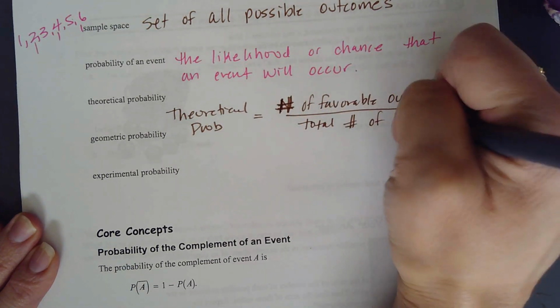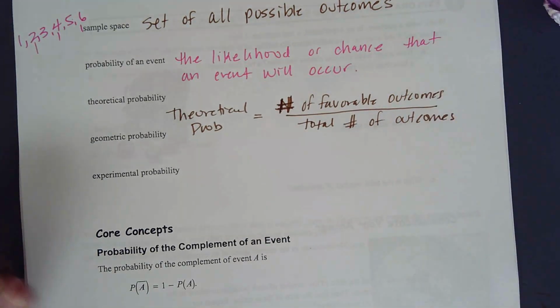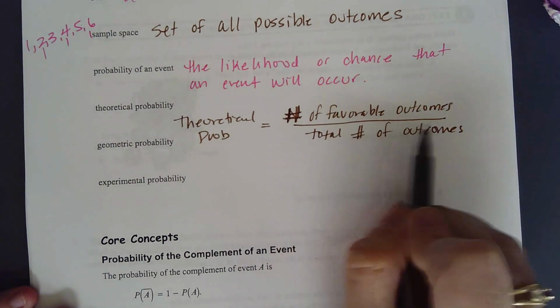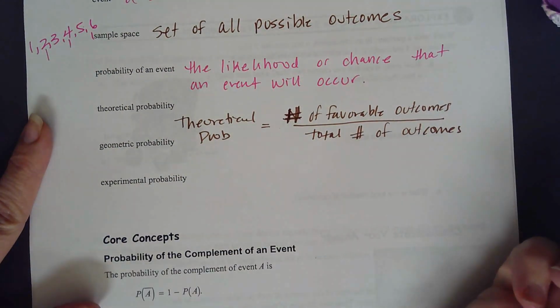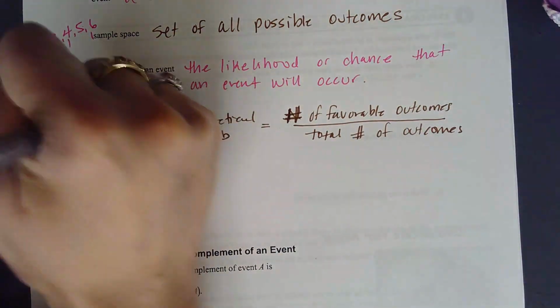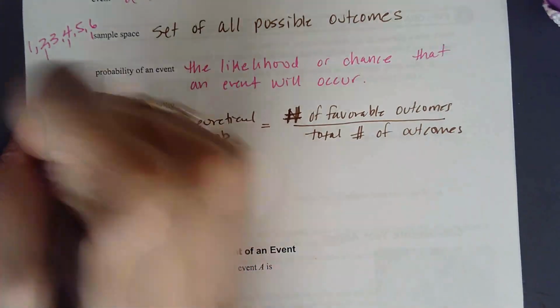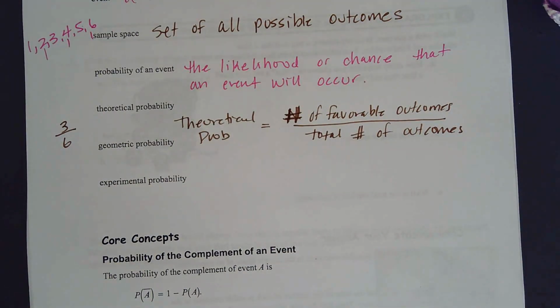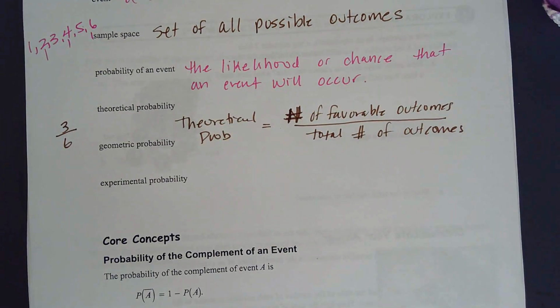So again, let's use my example with the even number. The number of favorable outcomes, rolling an even number, there's 1, 2, 3 choices. So we got 3 out of the total number of outcomes. There were 6 possible outcomes to choose from. So a theoretical probability is the statistical or mathematical probability that something will occur. It's the number of favorable outcomes over the number of total possible outcomes.